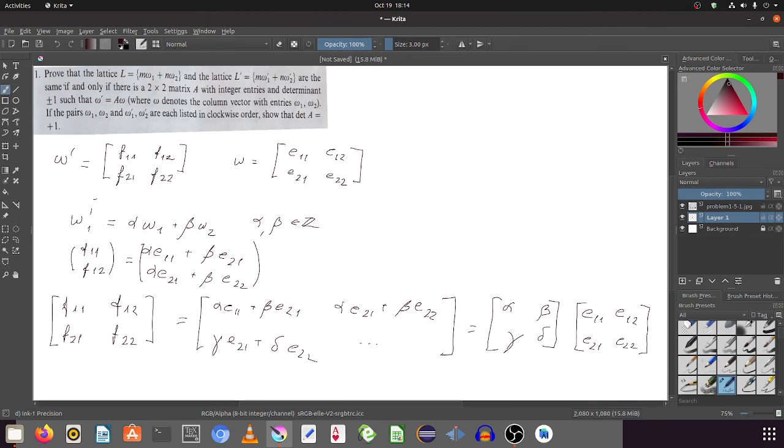Now, what have we proven here? We have proven that if the lattices are equal, then there is a 2 times 2 matrix with determinant plus or minus 1, so that this holds. And the other way is trivial, isn't it? If this holds and A has determinant 1, then it has an inverse matrix. Right. So I believe this solves problem 1.